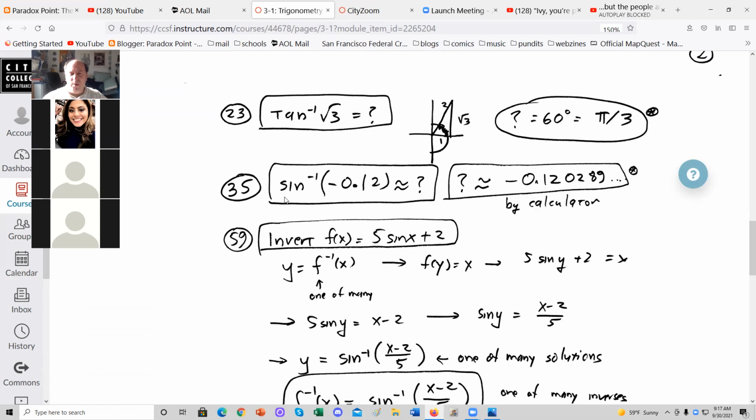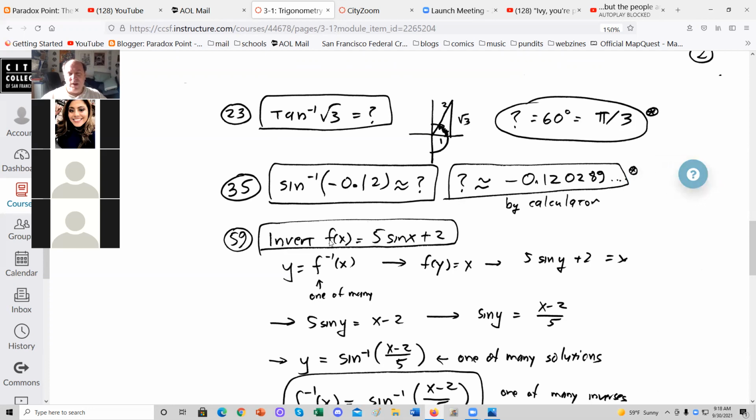Arc sine of negative 0.12. Again, no obvious answer. But the calculator gives it to 6 decimals, negative 0.120289. That's in radians. One thing you should note is if you go to a calculator, you'll have to make sure that the mode, there is a mode button, which tells you, among other things, whether you're working in radians or degrees, and you have to make sure which it is. Otherwise, you might give an entirely wrong answer.